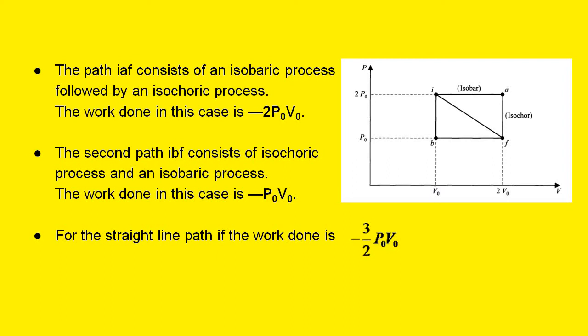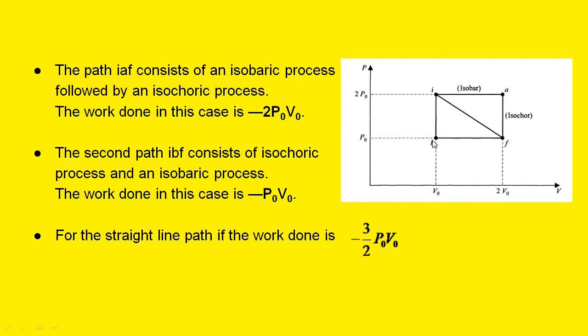For a rectangle, we can find the area as length into breadth. This is 2V0 minus V0, that is V0, and here this is 2P0 and this is 0, so it is 2P0. So the area is 2P0 into V0. Normally work done you have to consider as minus PdV, so you are considering it as minus 2P0 V0, with magnitude 2P0 V0.